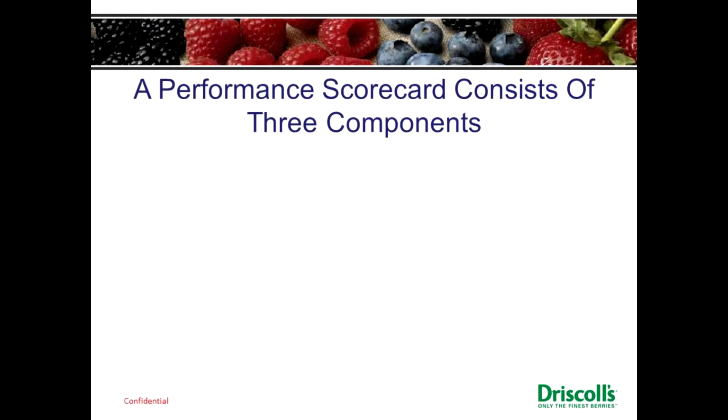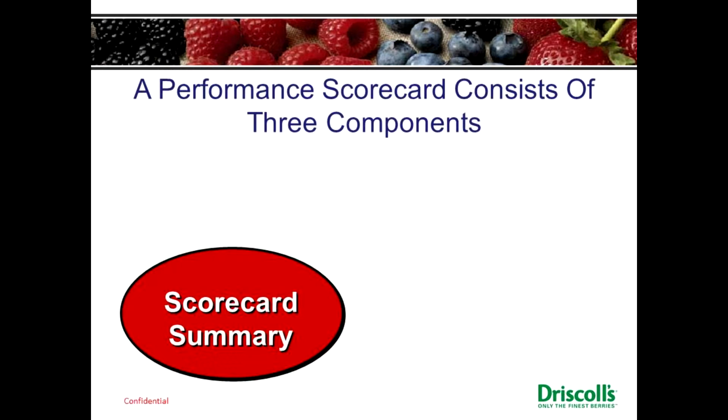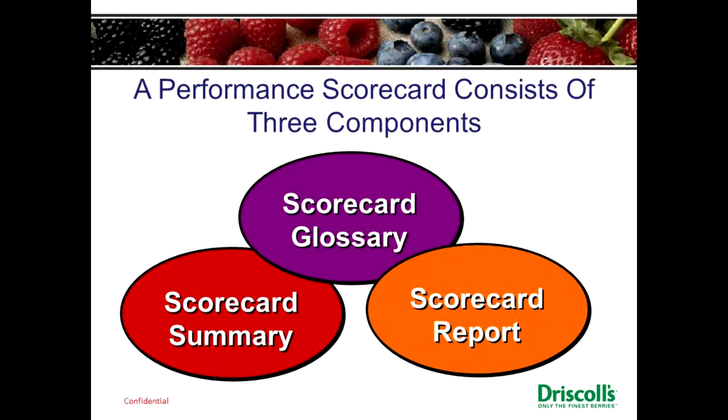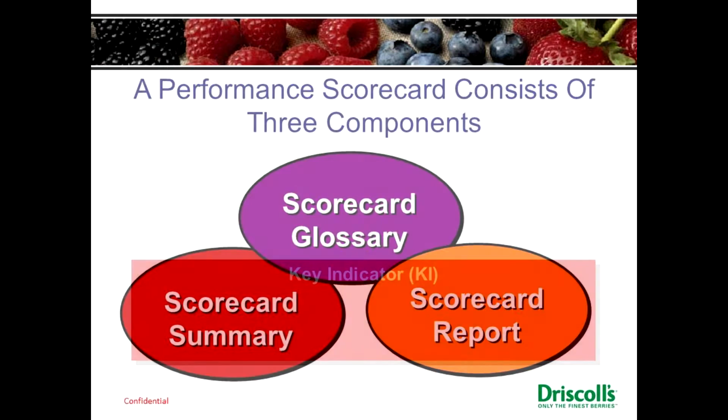A performance scorecard consists of three components. Scorecard summaries list the measures on the performance scorecard for the specific performance category measured. Scorecard glossaries define the measures listed on the scorecard summary. And scorecard reports provide the charts and graphs that reveal historical, projected, and comparative information about the scorecard measures. The three components of scorecards provide consistent information throughout an organization to review, evaluate, and compare performance to targets, competitors' performance levels, and world-class levels.